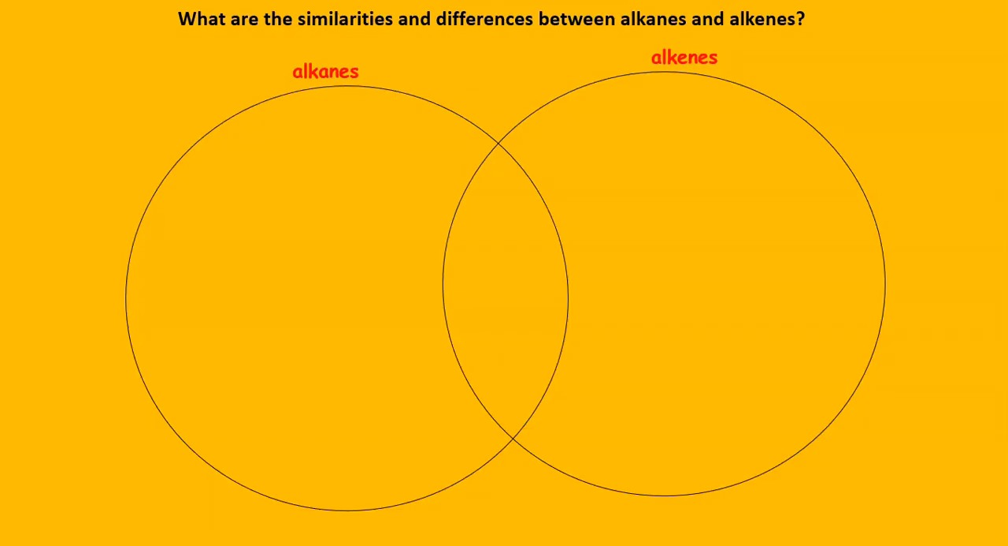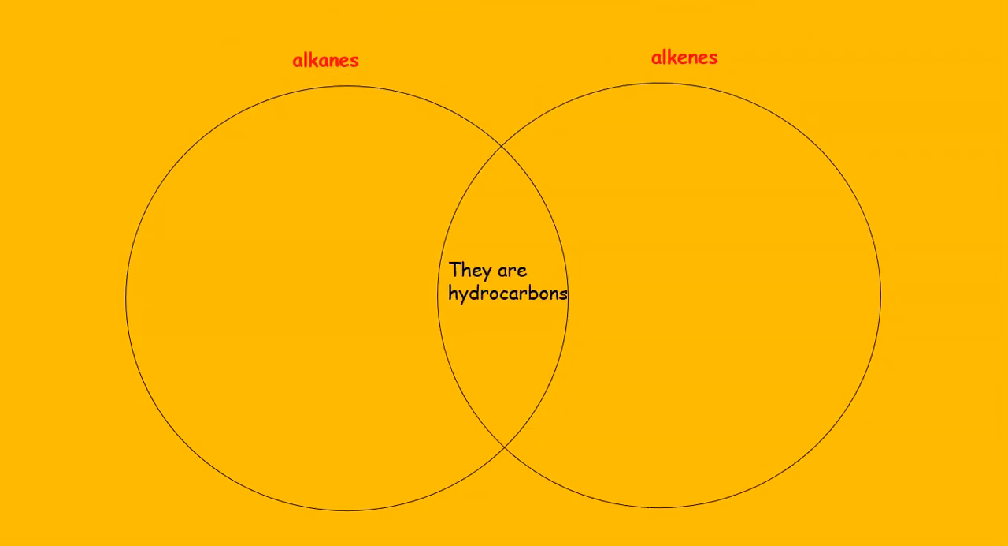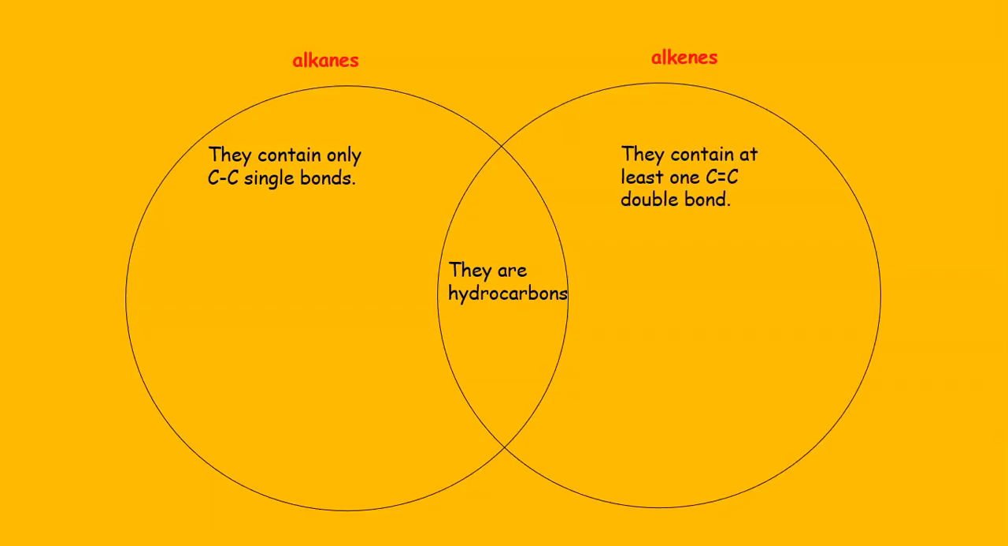Okay, so let's have a look. The main similarity is that they are hydrocarbons. That is what they have in common. Our differences are that alkanes have only carbon-carbon single bonds, and alkenes have at least one carbon-carbon double bond.